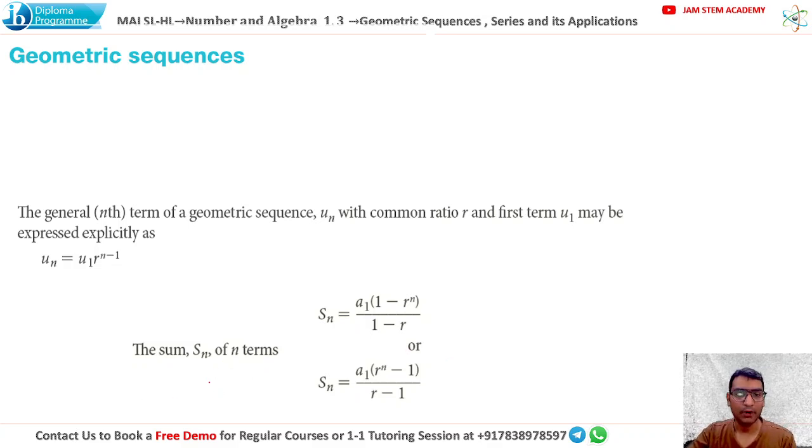Now, if there are infinitely many terms, what to do in that case? I'll discuss that one also: the sum of an infinite GP, and the condition under which we can find a convergent solution.